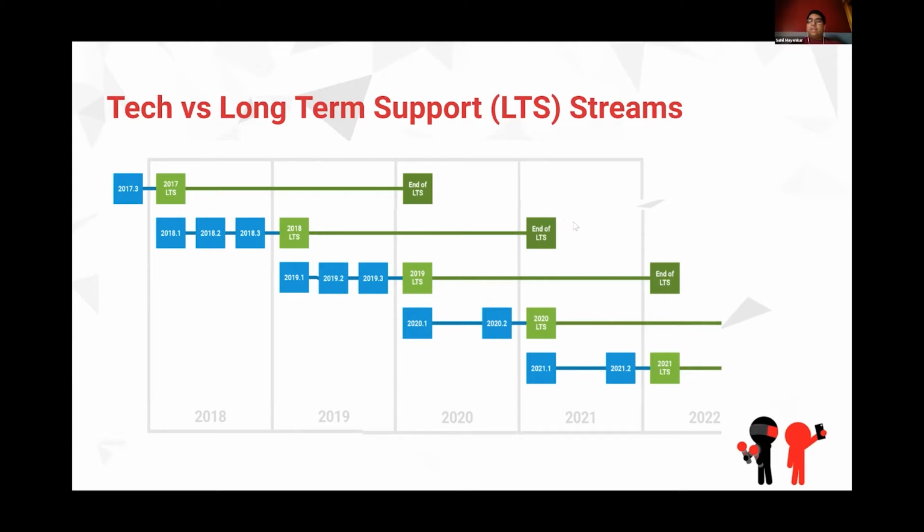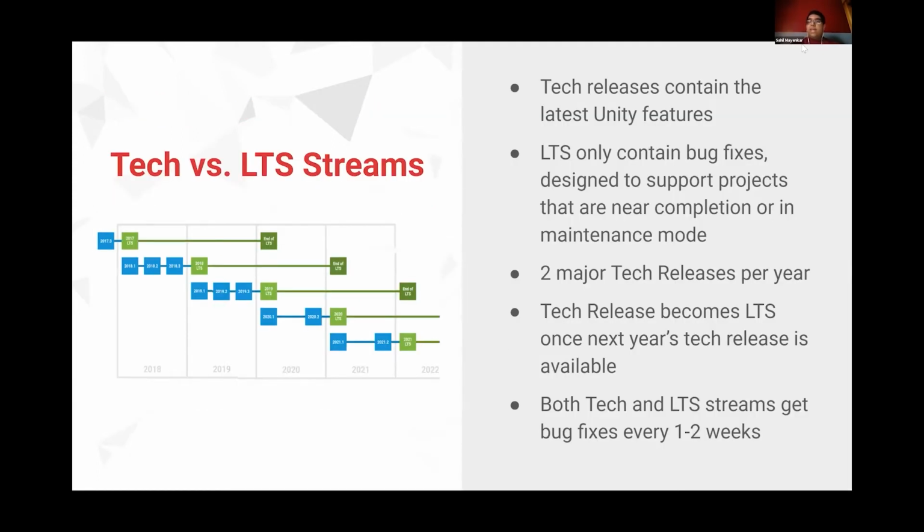We'll go into the reason in a bit, but one quick change is that in 2020 and moving forward, Unity decided to move down to 2 tech releases per year, to give more time for beta testing and to make sure that the tech releases were of better quality and had more substantial features. So basically, this is a summary of that. The tech releases contain the latest Unity features. The LTS versions only contain bug fixes, and they're designed to support projects that are near completion or in maintenance mode. So that's the big difference between the two.